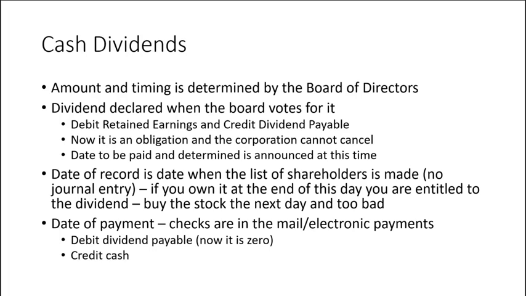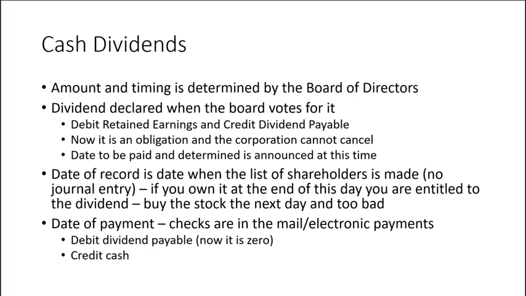All right, some things about cash dividends. The amount and timing are determined, as we said earlier, by the board of directors. When they vote and decide that they're going to give a dividend, that's called the declaration date, or the dividend being declared. We debit retained earnings and we credit a liability, because at that point we actually owe it, it is a legal obligation to pay the shareholders that money. That's when it is announced, that sort of thing.